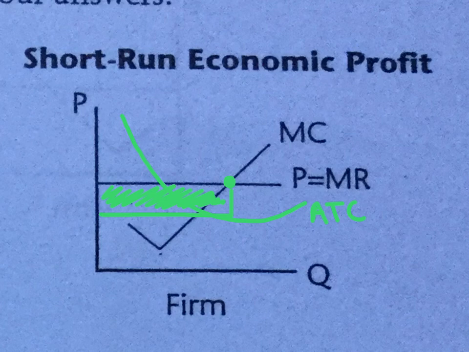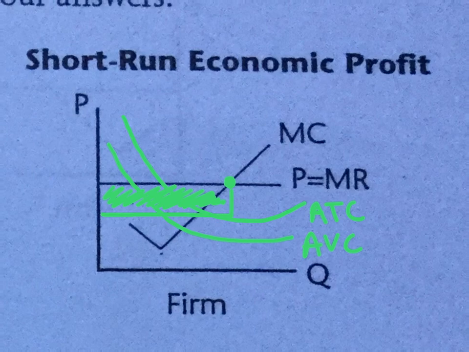Now, if you want to, just for practice, you can also draw your average variable cost in there. That's always going to fall below your average total cost. And so that's where we would look for a firm that's producing with an economic profit in the short run.